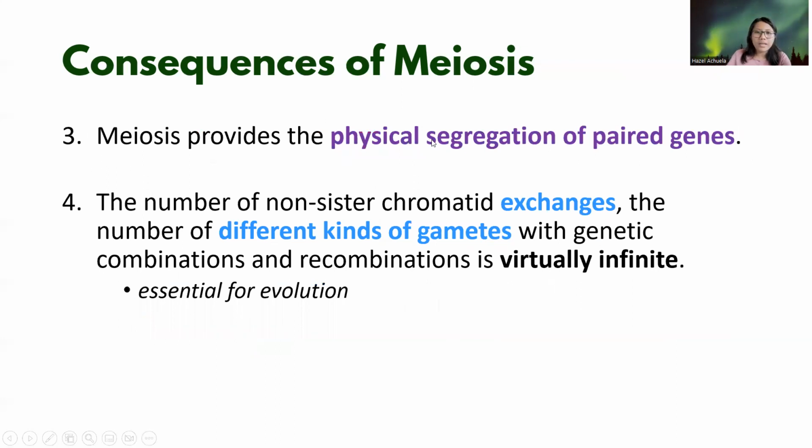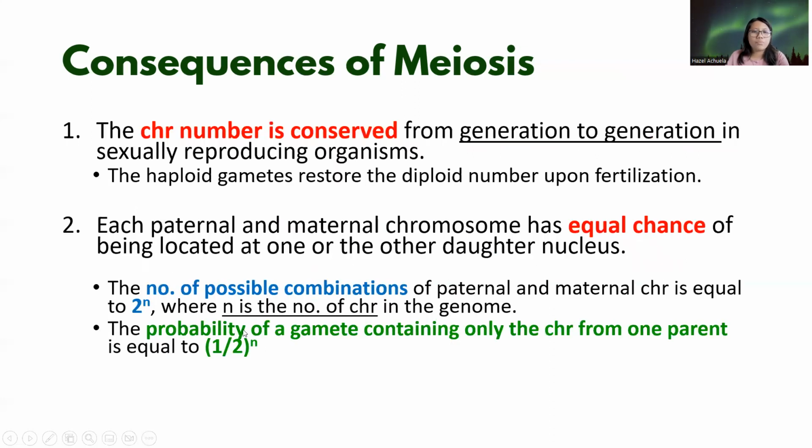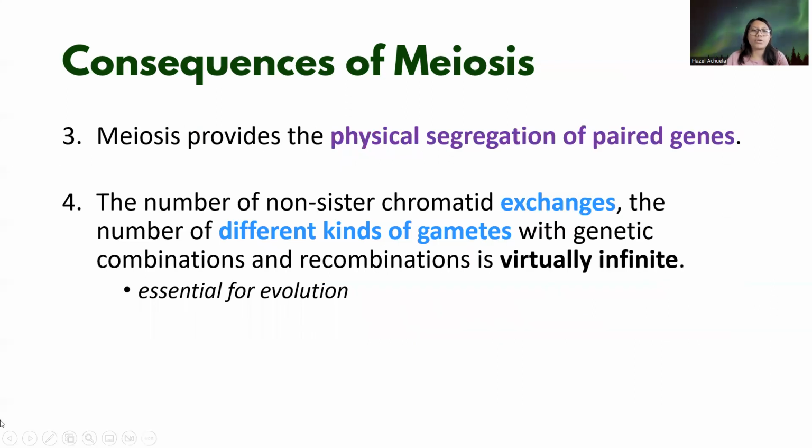Next, meiosis provides the physical basis of segregation of paired genes, which happens at anaphase 1. Because again, the separation or segregation of paired genes or paired homologous chromosomes happens at anaphase 1. Okay? Number 4, the number of different kinds of gametes with genetic combinations and recombinations is virtually infinite because of these probabilities and the high number of possible chromosome combinations of paternal and maternal chromosomes. And this is very important because it is necessary for evolution to happen. Okay? Because the crossing over, the exchanges of segments between two non-sister chromatids, cause variation. And genetic variabilities contribute to the evolution of individuals.